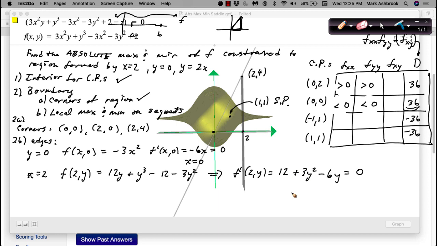So I think I have a factor of 3 here. Since I'm equal to 0, I can divide by 3. So y squared minus 2y plus 4. And I think that does not have any real solutions, right? So we might try to factor this or use the quadratic formula, but I think b squared minus 4ac is a negative number. So no real solutions.